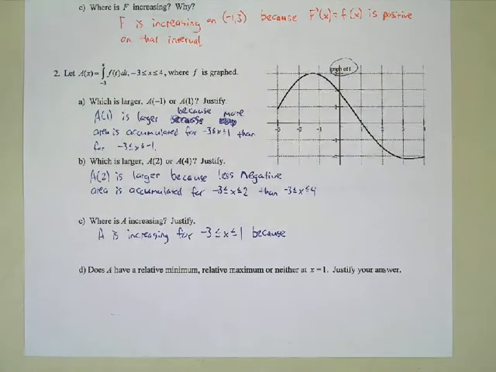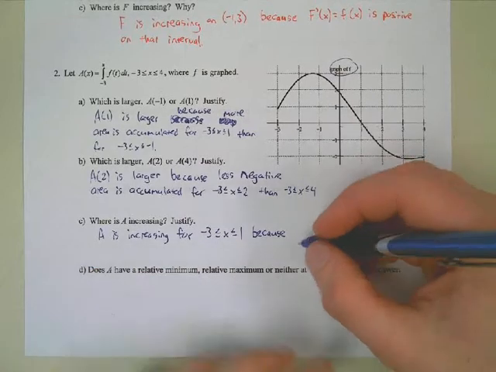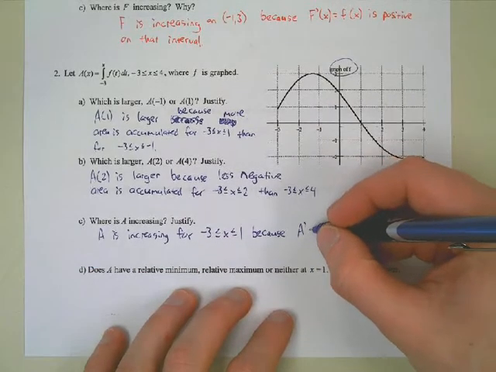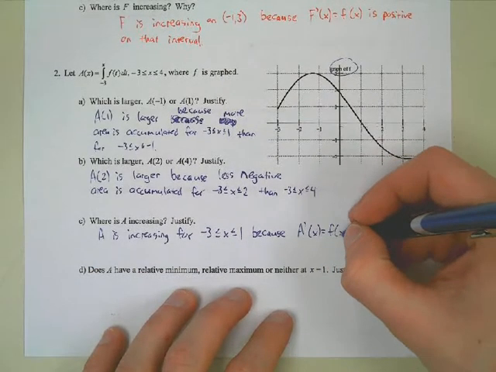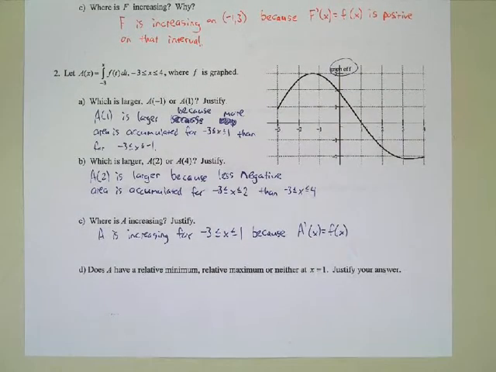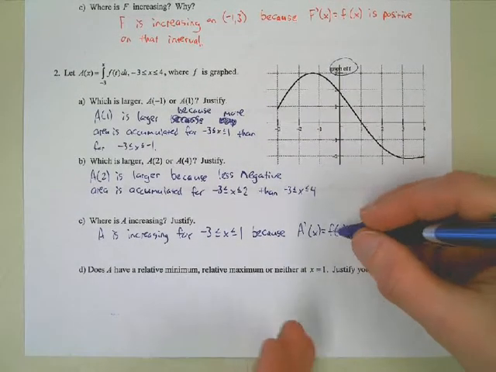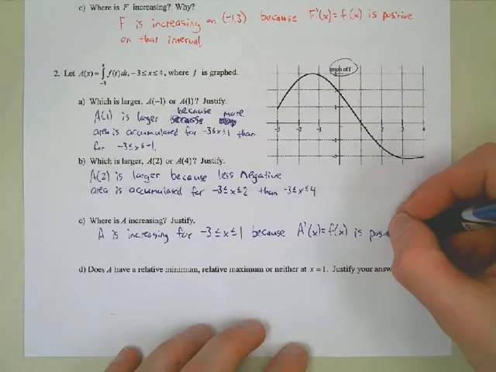And again, just saying because f is positive on that interval, I don't think is quite enough, because you haven't connected f back to the original question about A. You need to make that connection in the grader's mind that you're using f to describe A. The easiest way to make the connection is just say because A prime of x, which is equal to f of x, is positive on that interval.